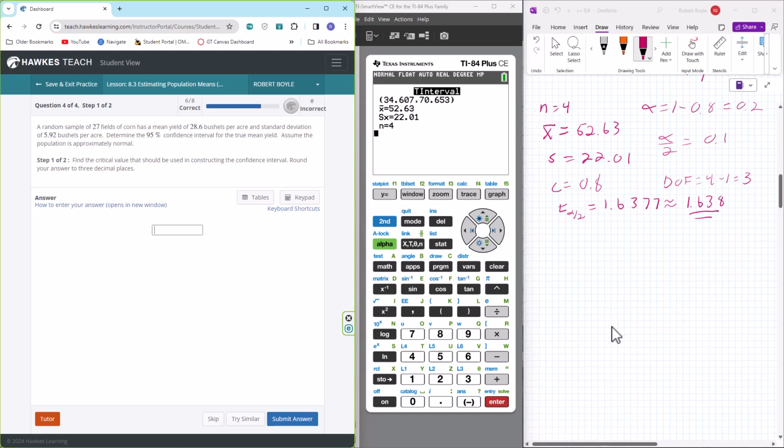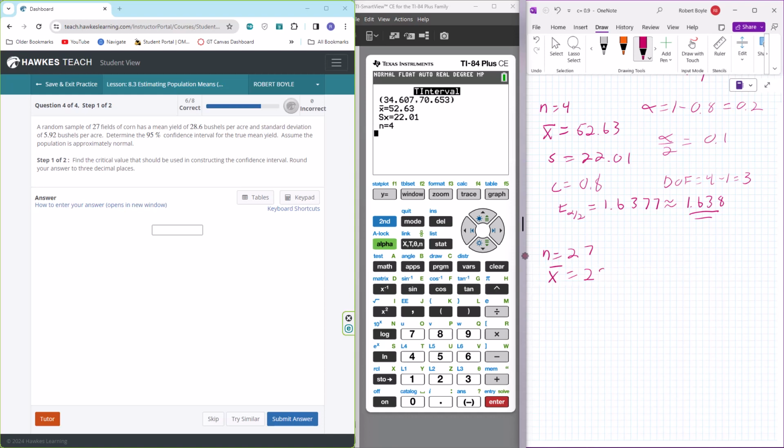And then finally, we're going to do the exact same thing for this one. Now, in this particular case, we have a random sample of 27 fields. So N is equal to 27, gives a mean yield of 28.6 bushels per acre. So X bar is 28.6. And the sample standard deviation, S, is equal to 5.92. And we are looking for the 95% confidence interval, so C is equal to 0.95.